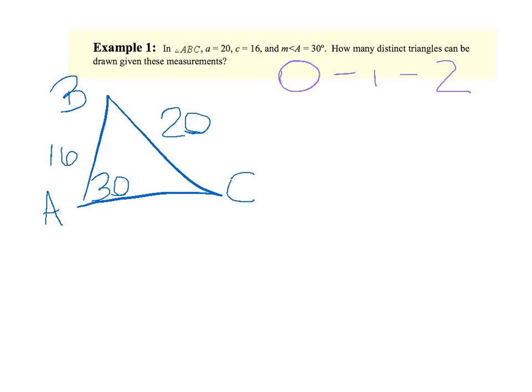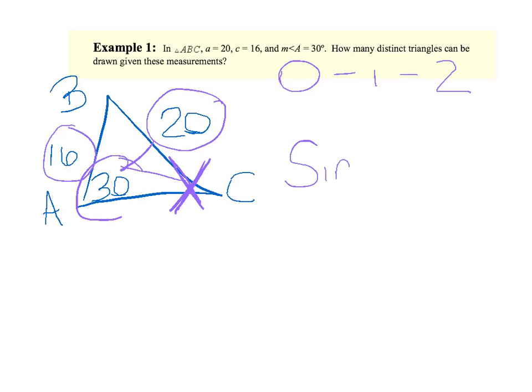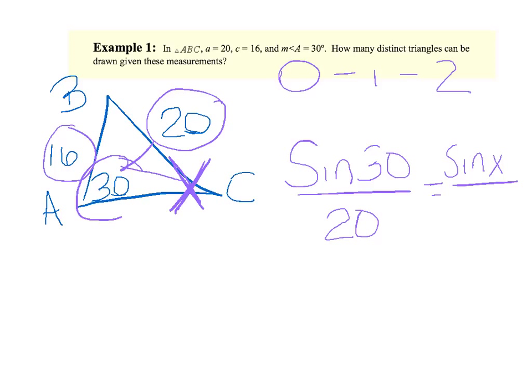So every one of these is law of sines. So I just want to be clear, we're going to go side, angle across, side, angle across is C. So that's where my X is going. I've got to be finding the side and the angle across. So let's set up our law of sines. I'm going to say the sine of 30, and the side across from 30 is 20, equals the sine of X, and the side across from X is 16.